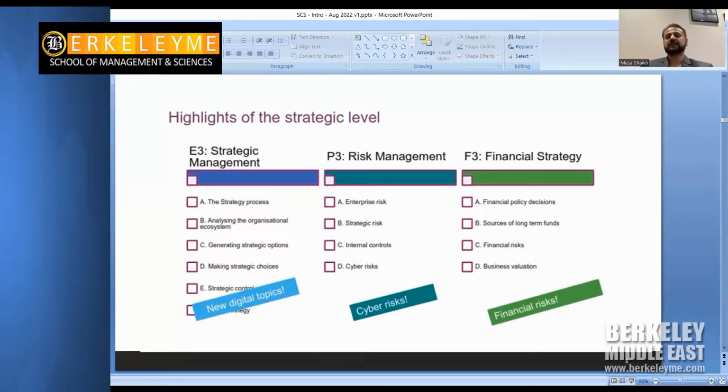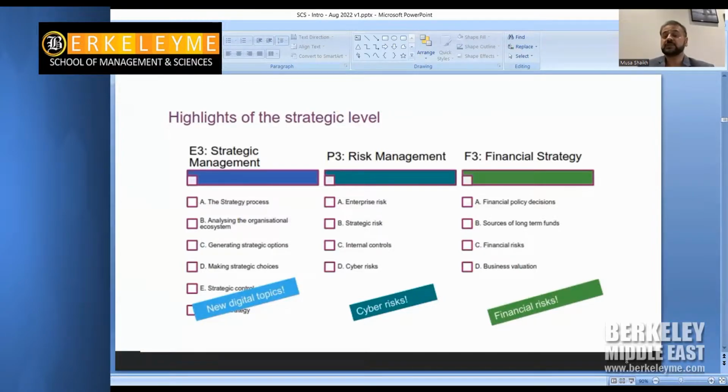Analyzing the organizational ecosystem. Ecosystem is a word that we hear everywhere. Everyone is talking about ecosystem, environment, building an atmosphere involving your stakeholders. It may be for technology, for banking, for finance; any kind of function requires an ecosystem.